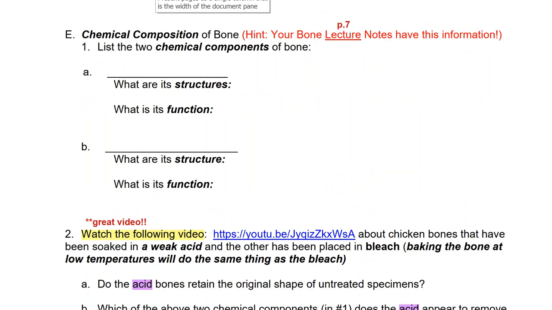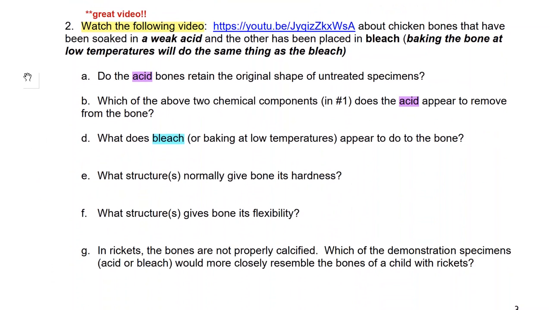So once you understand the cells that help create and destroy your bone, osteoblasts build, and osteoclasts cause catastrophes. That's how I remember. There's some stuff in your lecture notes about the chemical composition of bone. And in speaking about the chemical composition of bone, you're going to watch this really cool video.